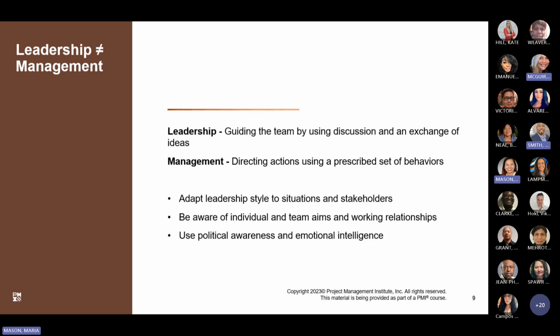So again, some of this may seem like, oh, I know the difference. I've been working in corporate America for X number of years. I understand the difference. But this is about making sure that you're aligned with what the PMI organization defines these terms as and how they recommend that the terms are applied.